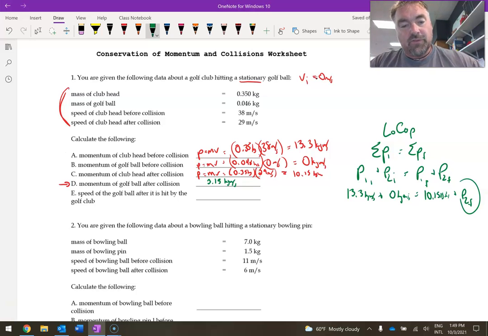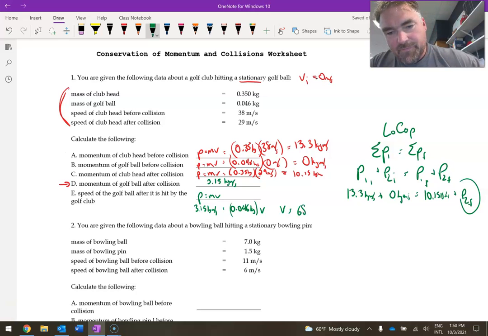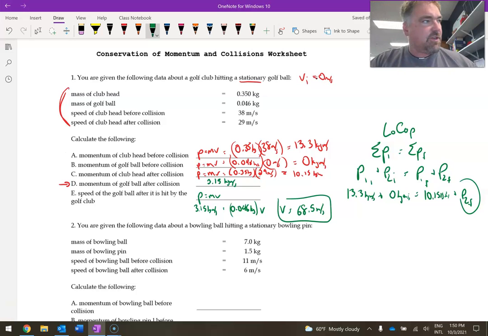Now I can use P equals m times v in order to find the speed of the golf ball afterwards. So I take my 3.15 kilogram meters per second, which is equal to my mass, 0.046 kilograms, times my velocity. My velocity is going to end up being 68.5 meters per second. So pretty gosh darn fast. Okay, that was a good hit.